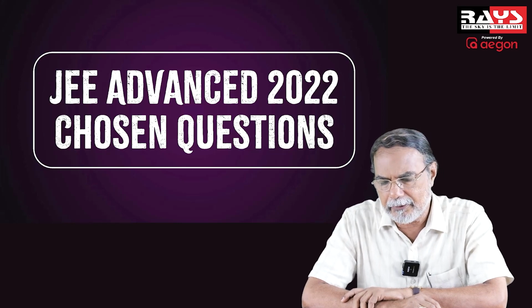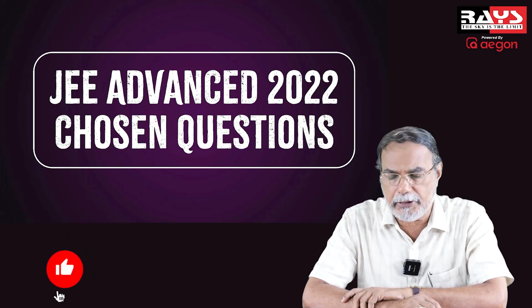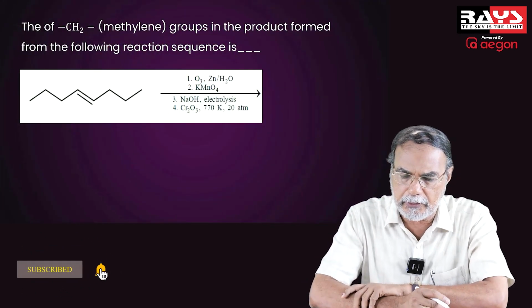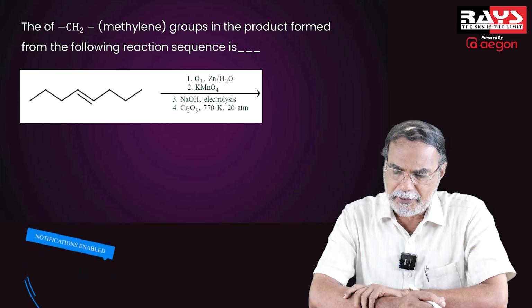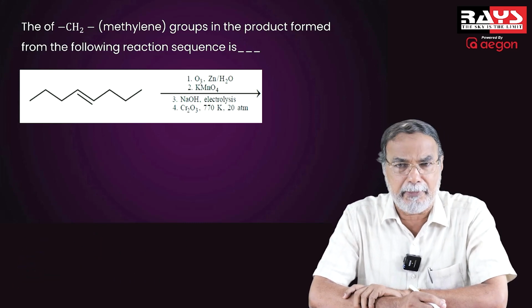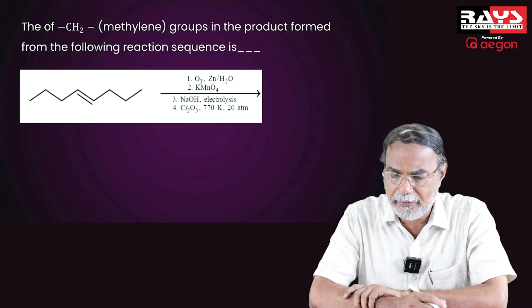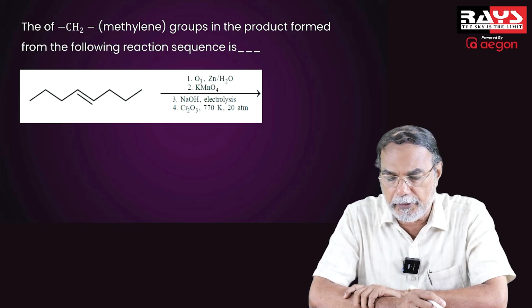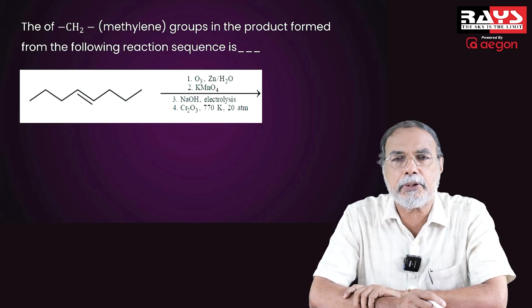So let us take a question from JEE Advanced 2022 paper 2. It's a question in organic chemistry. Seems rather very simple. The question is an integer type question where you have to find the number of methylene groups, CH2 groups, in the product formed from the following reaction sequence.